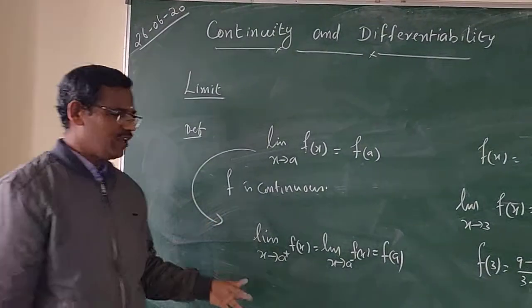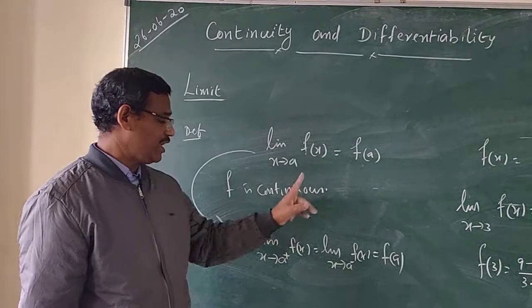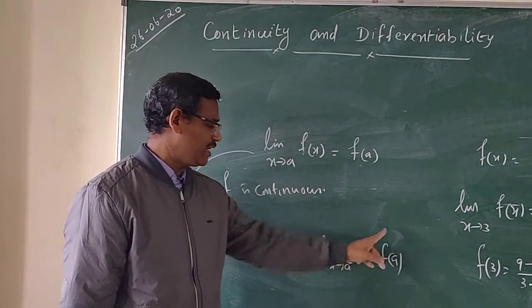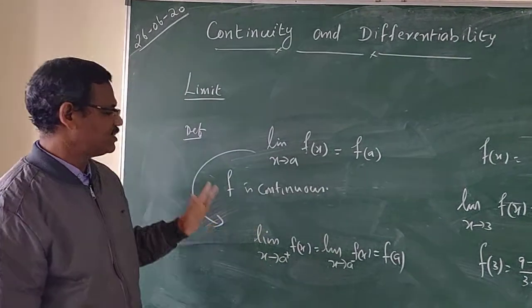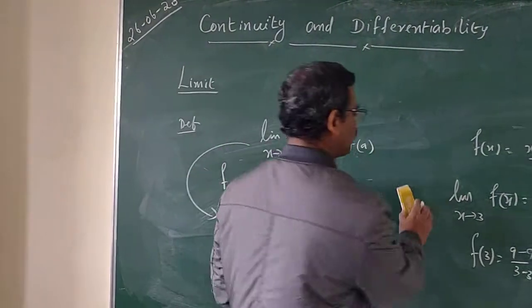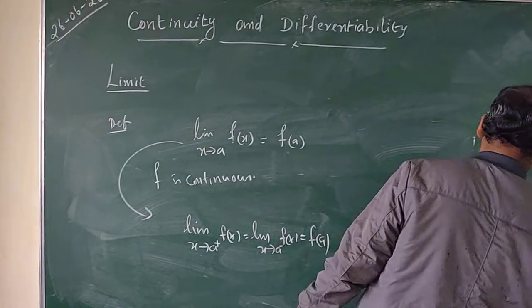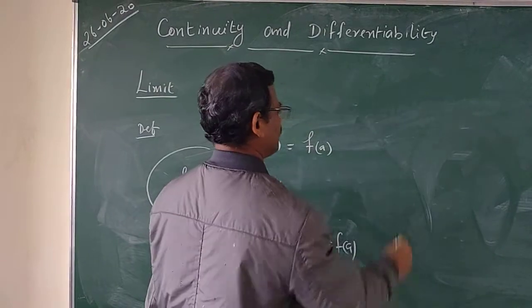That means the left limit of the function, the right limit of the function, and the real value of the function, all these three quantities are equal when we say that it is a continuous function. And geometrically also we can explain this continuity. It will come like this.